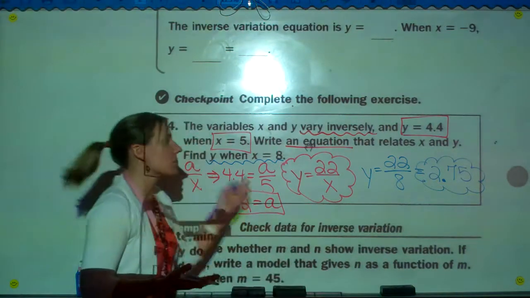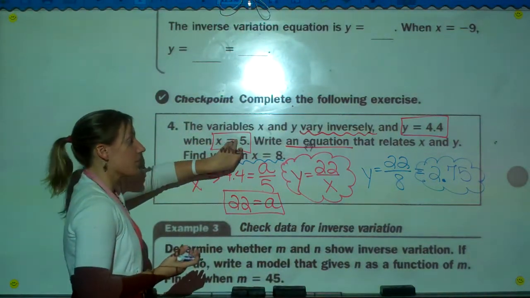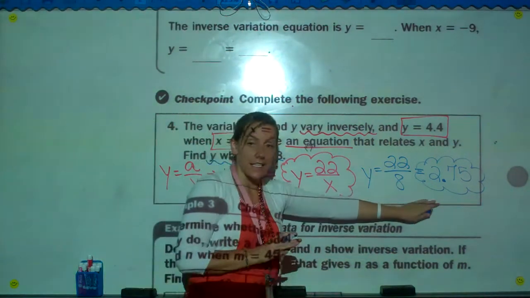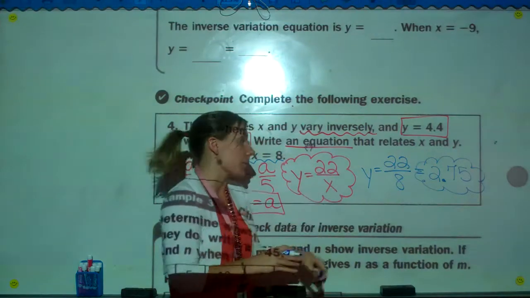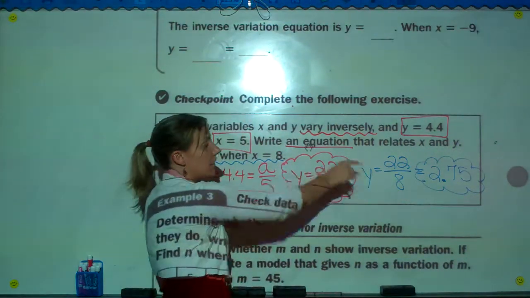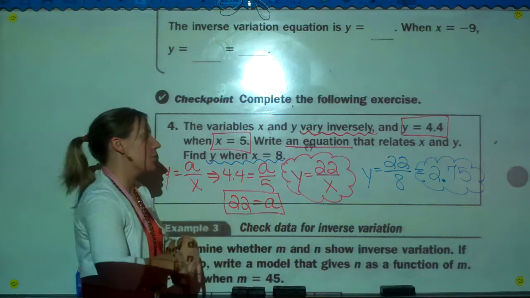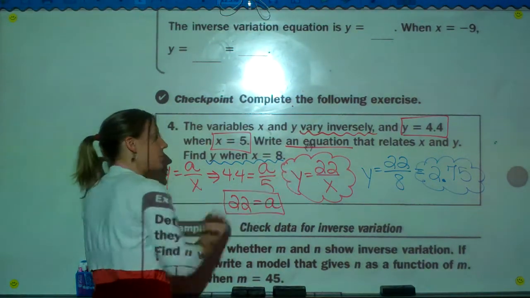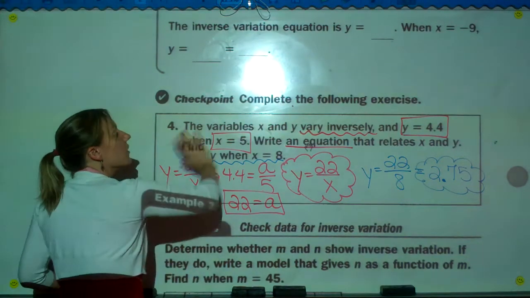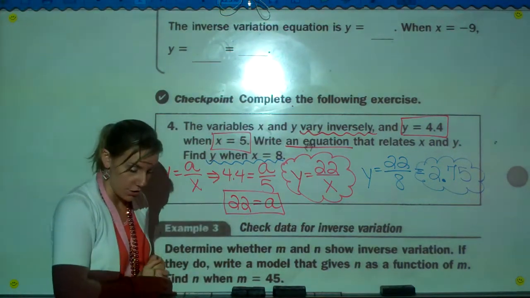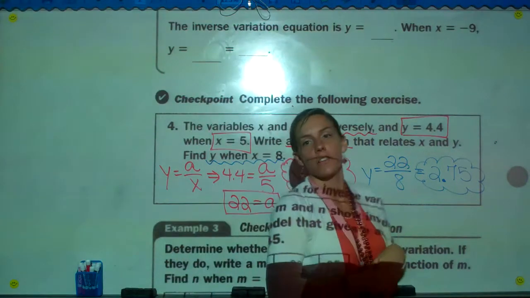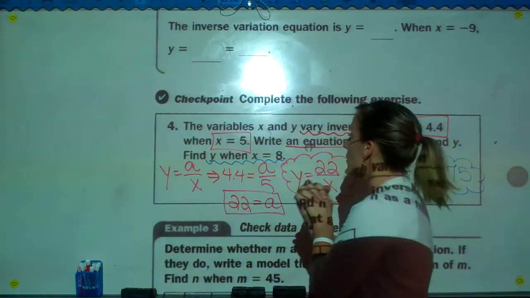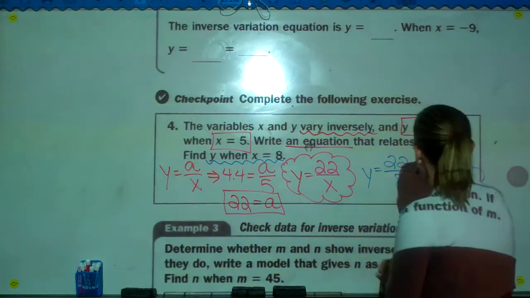Okay, so there's a lot of parts to this. We use the first pair to get the equation. We use the equation to get to a new pair of numbers. So this pair would be 8 and 2.75. And then I could ask you about any x, and you could find any y, now that we found that generic equation for this relationship. All right, so then the next one is a word problem, it's an application, it's helping you see where inverse is seen and used.